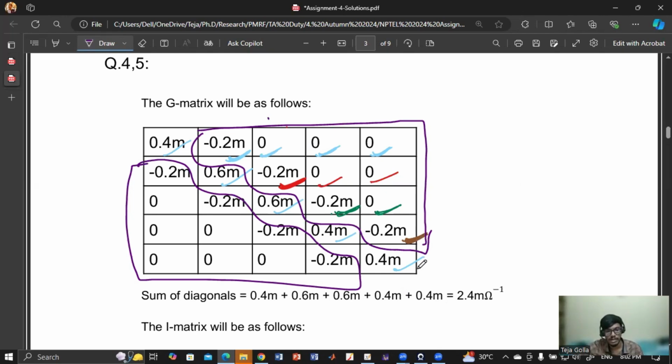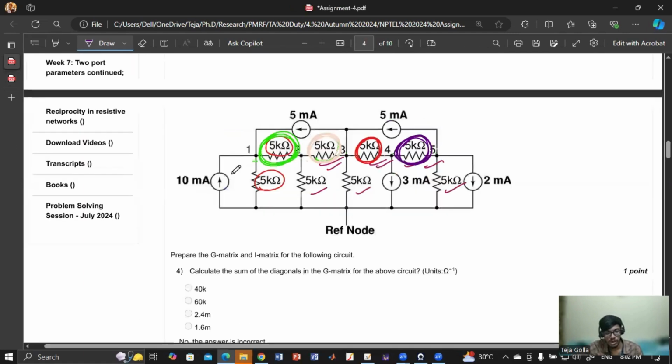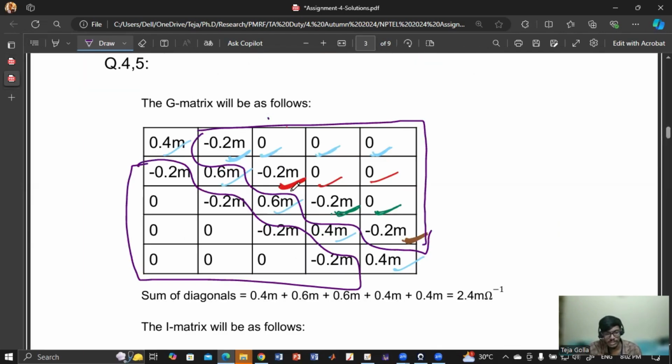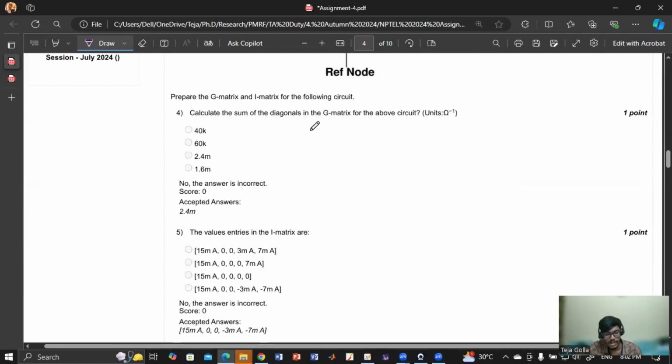Is this part clear? Basically, it is very simple. At diagonal elements, you have to see all the conductance that is connected to that node and take the summation of that. If it is an off-diagonal element, then you have to see between which two nodes we are finding the conductance, and the negative of that is the value that we have to enter in this matrix. So once it is done, they have asked summation of the diagonal elements, which is 2.4. So 2.4 is the correct answer.